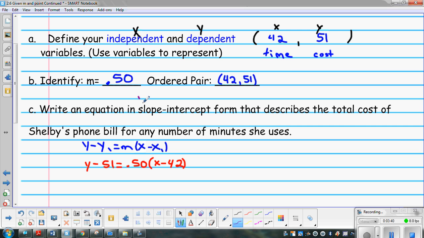We want to end up in slope-intercept form. So what we're going to do is keep our y minus 51, just like we did yesterday. On the right side, however, we're going to distribute. 0.50, or 50 cents times x, is just 0.50x. Now 0.50 times 42. Don't panic here. 0.50 is like a half of a dollar, so half of 42 is 21. That's a negative times a positive, so that'll be a negative 21. So make sure you're okay with that. Half of 42 is 21.